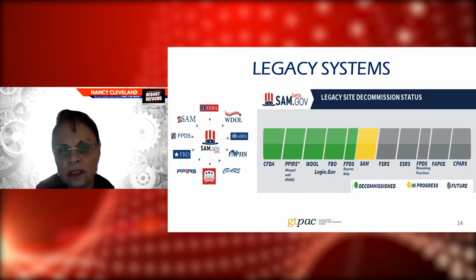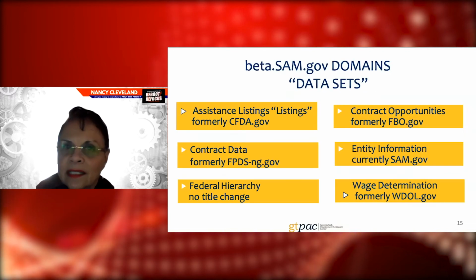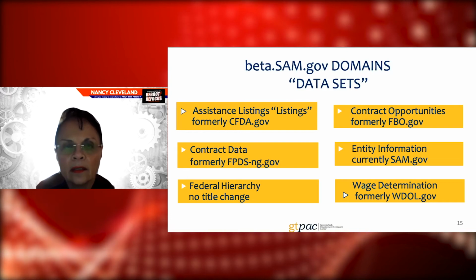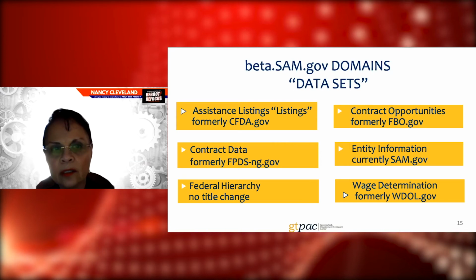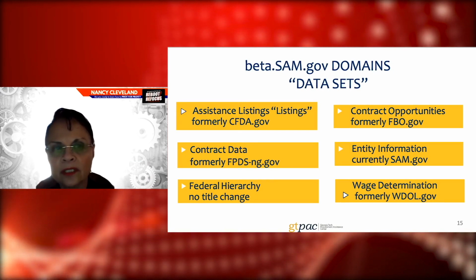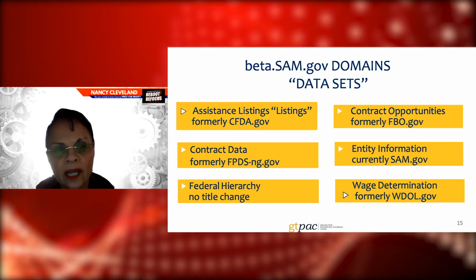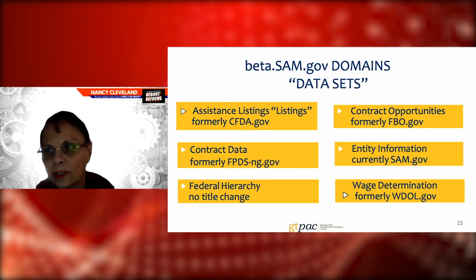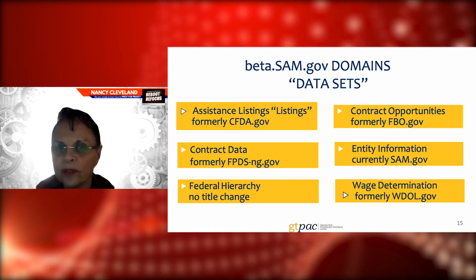Okay, but the main ones are located here. Those are the ones that you're going to be using the most. Beta.SAM.gov is set up in different domains, and they are called data sets. So these domains include assistance listings, contract opportunities, contract data, entity information, federal hierarchy information, and wage determinations. I'm going to talk about all of these just briefly.